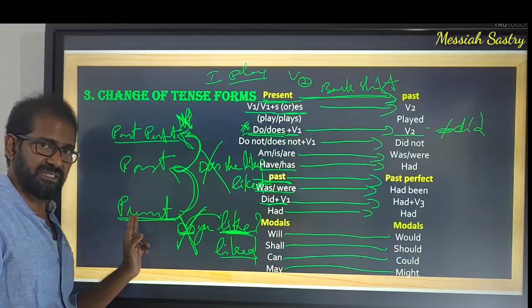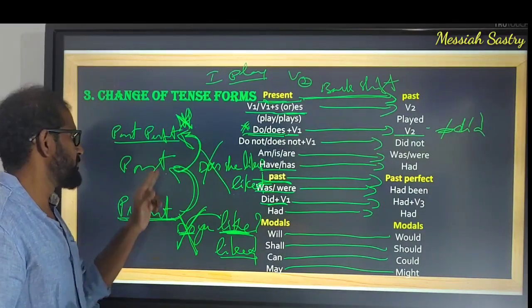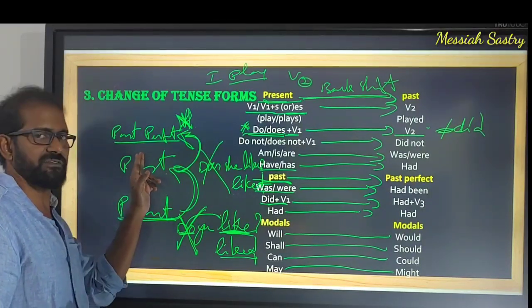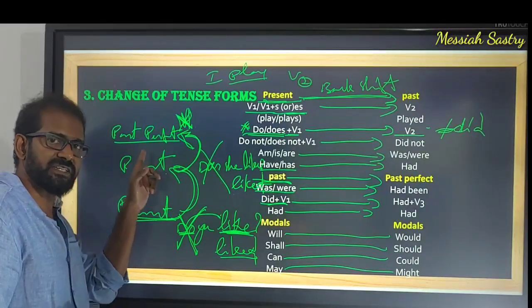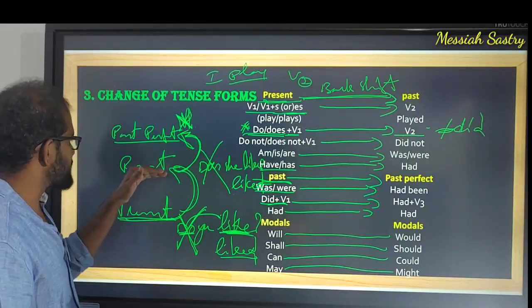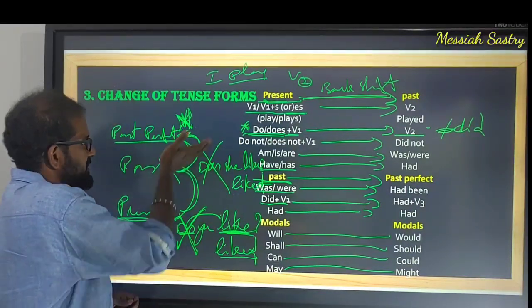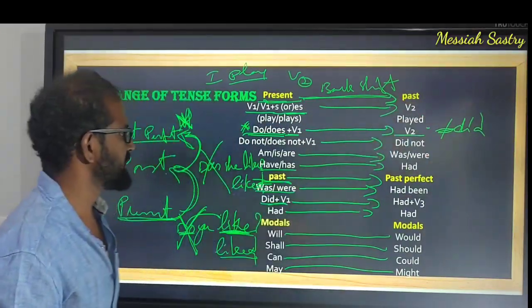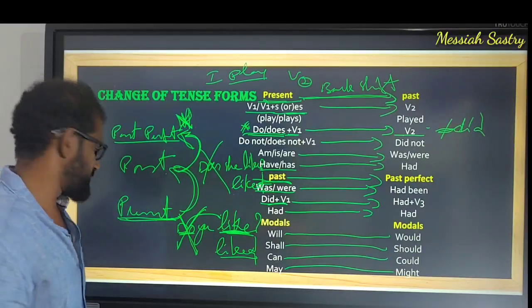Suppose here is simple present, simple past. Here is present continuous, past continuous. Here is present perfect, past perfect. Here is present perfect continuous, past perfect continuous. When it comes to simple past, past perfect. This is how the tense takes a back shift. What we call it? Back shift. This is the third change of tense forms.